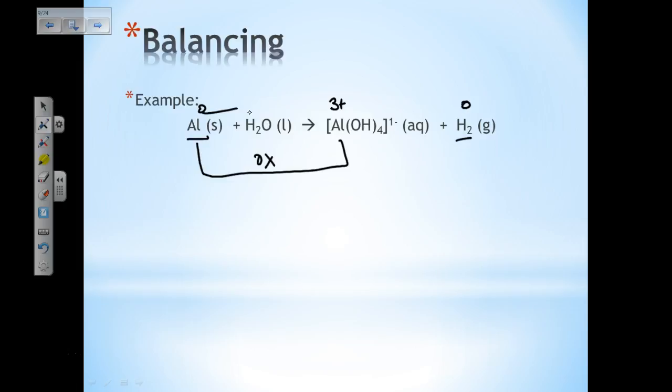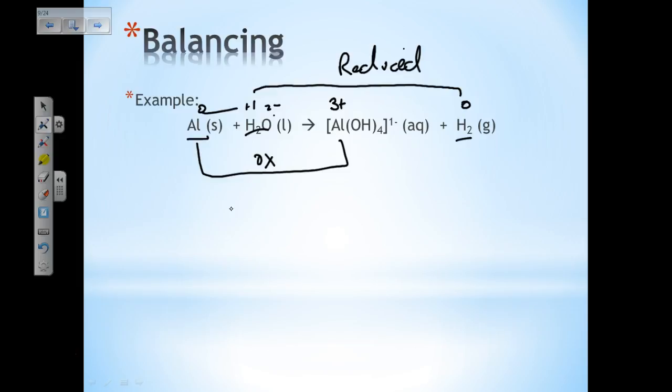Now over here, hydrogen, this oxygen has a 2- charge most of the time, so this is going to be a 1+. So this guy is going from 1+ to 0, so this guy is being reduced. So we've identified what's being oxidized and reduced.